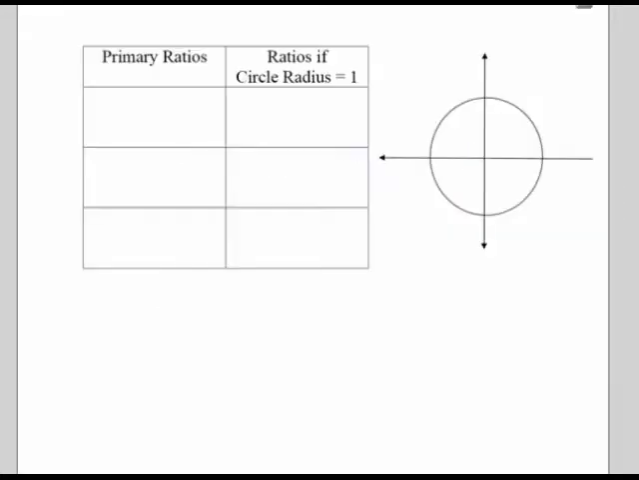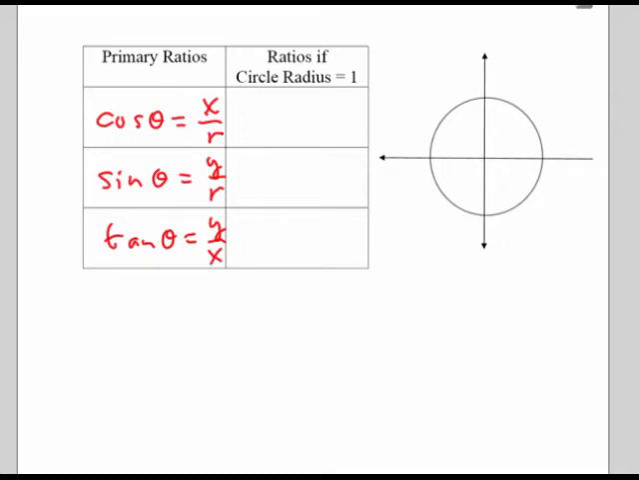Well, you'll remember with trigonometry that we have defined our three primary trig ratios: cosine, sine of the angle, and tangent of the angle, in terms of our coordinates x, y, and the radius r. So cosine, remember, is the x coordinate divided by the radius, sine is the y coordinate divided by the radius, and tangent is the y divided by the x, which is like slope.